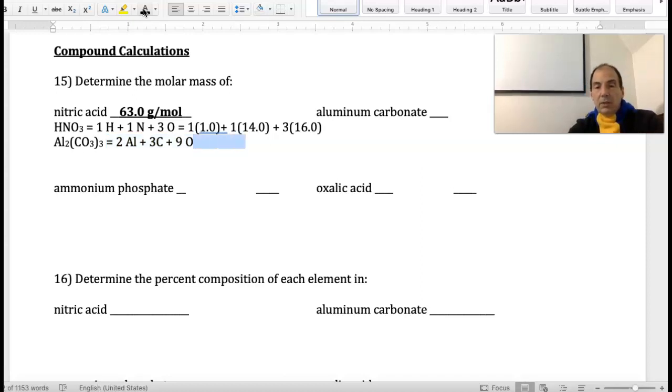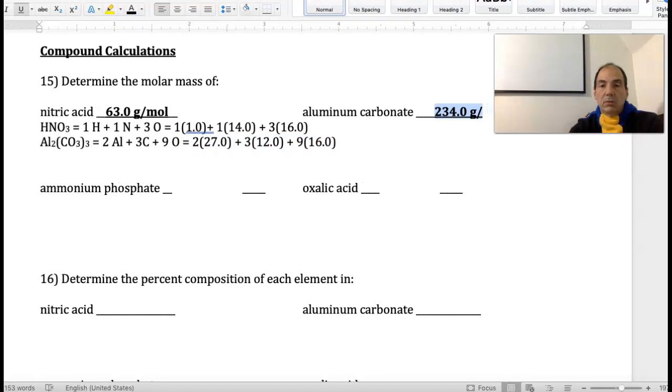Now we bring it down and go to the periodic table. Aluminums have a molar mass of about 27. There are 2 of them, so that's 54. Carbons have a molar mass of 12. There are 3 of them, that's 36. Oxygens are about 16.0. There's 9 of them, that's 144. So now we add up all that, and we get around 234 grams per mole. Oh, no L in mole. Gotta go to mole.